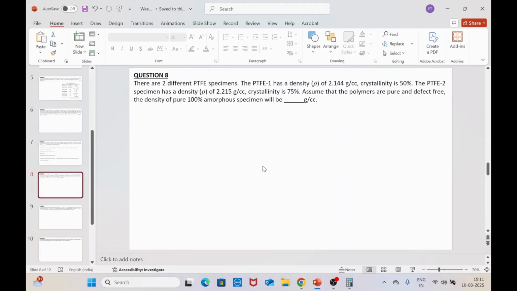Within a particular volume of the specimen, if you take under consideration both the crystalline and amorphous domain, the amount of polymer chains in case of the crystalline domain will be more packed, as someone just said, compared to that of the amorphous domain. So, due to this, the crystalline domain will have a higher density compared to that of the amorphous domain.